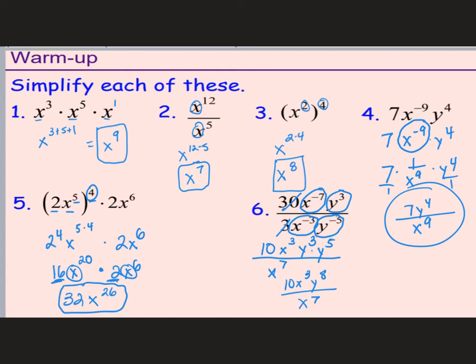And then you should be able to recognize that I have x cubed on top, x to the 7th on bottom. Everything's being multiplied on top, so I can reduce those x's. And so to do that, I have x cubed on top, x to the 7th on bottom. We can subtract those, 3 minus 7. So I have 10x to the negative 4th, y to the 8th. And again, here's my negative exponent. So I'm going to take the reciprocal of that, just that part. And I get 10y to the 8th over x to the 4th.